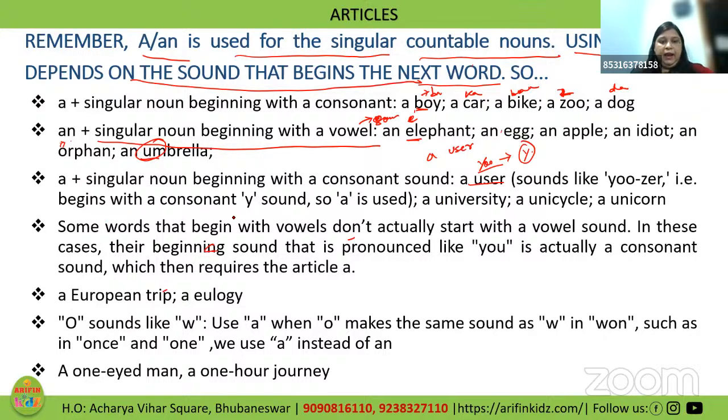and like you can see here, university. When U produces a sound like Y, then we say the letter is producing a consonant sound. So when you are writing a word where U is in the spelling, at the beginning, and it is pronounced like this, we are supposed to use not an, but a.